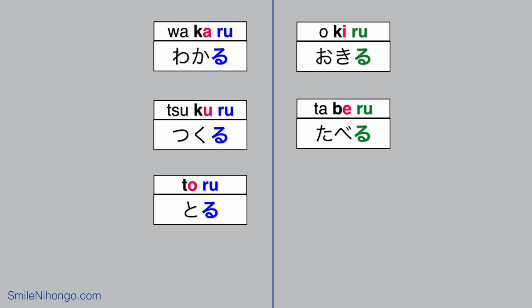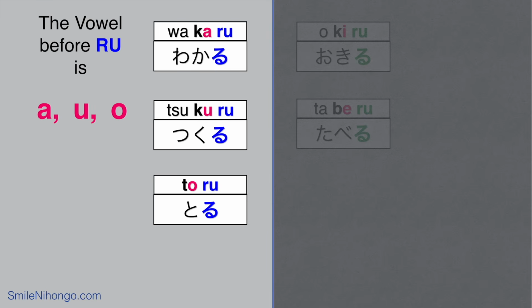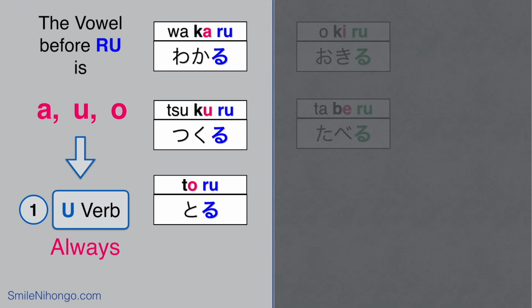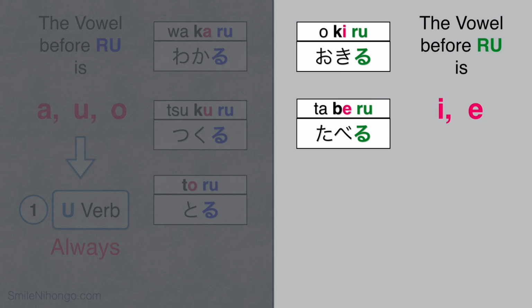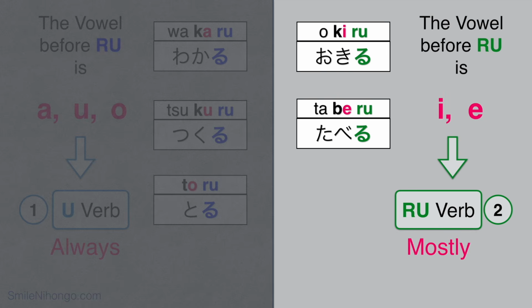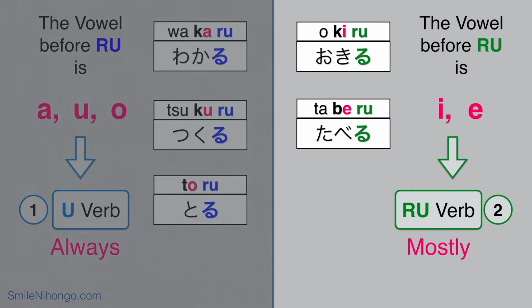So what you have to do is to pay attention to the sound before ru. If the vowel before ru is either a, u, or o, then it's a u verb 100%. On the other hand, if the vowel before ru is either i or e, then it's a ru verb most of the time. There are some exceptions that do not fit in this category, but I am not going to include those exceptions in today's exercise.